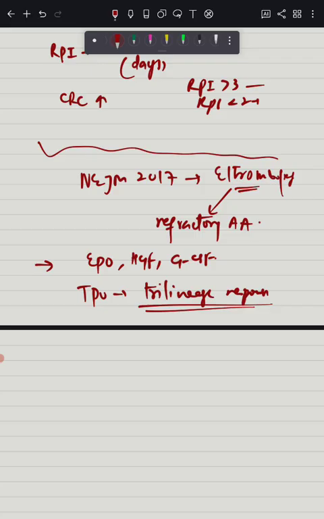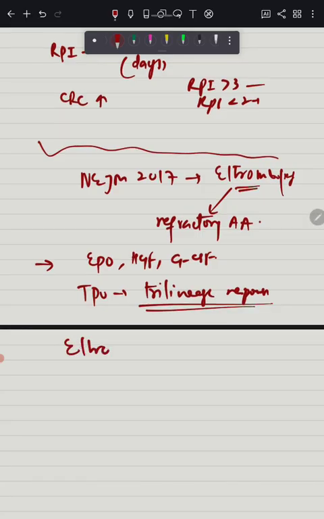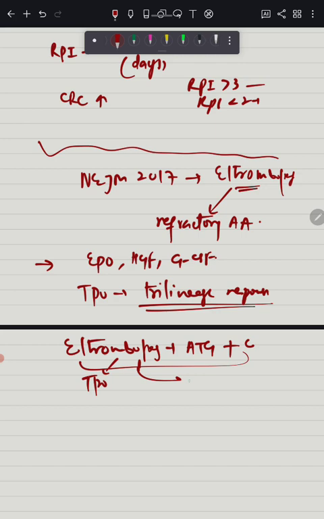So its role is as an add-on to ATG plus cyclosporin, leading to improved response rates. It's also used in telomeropathies. So you can start, in older adults with no suitable donor and less severe neutropenia, Eltrombopag plus antithymocyte globulin plus cyclosporin. Although a TPO mimetic, it increases the tri-lineage response.